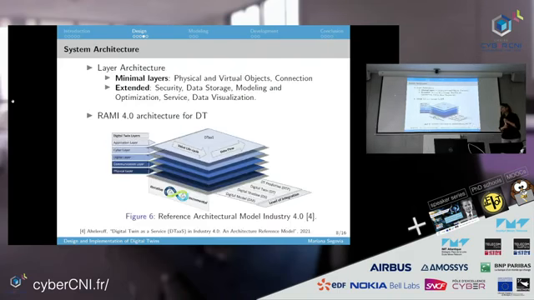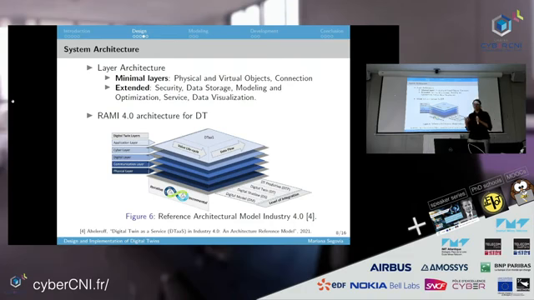Another aspect to consider is the system architecture. And here there are different architectures, but most of the researchers use one of these 2 options. The first one is a layer architecture, and the minimal configuration that we may have is just to have the physical object, the virtual object, and a connection, usually in real time, between these both components.